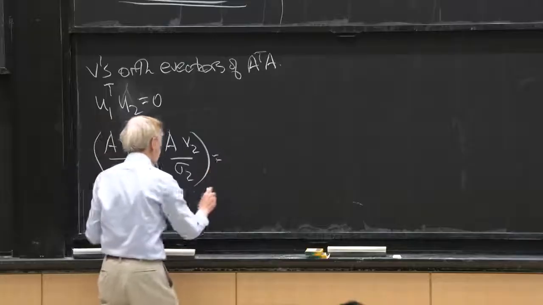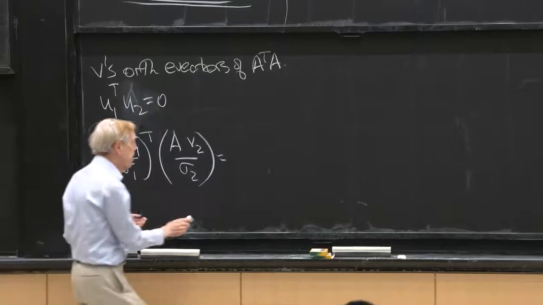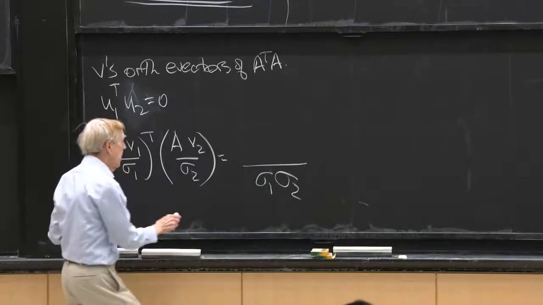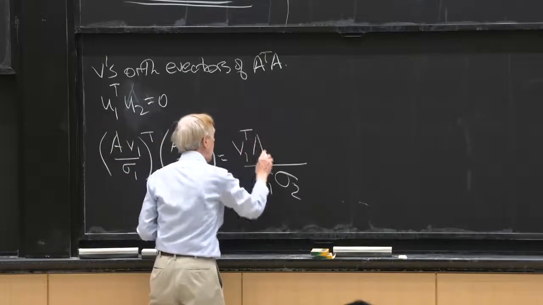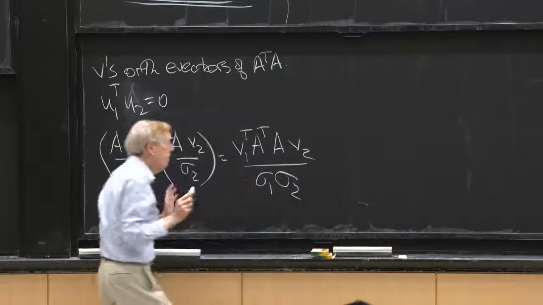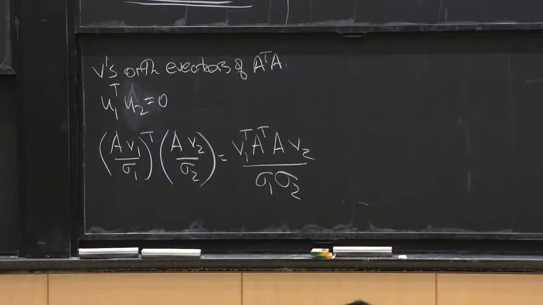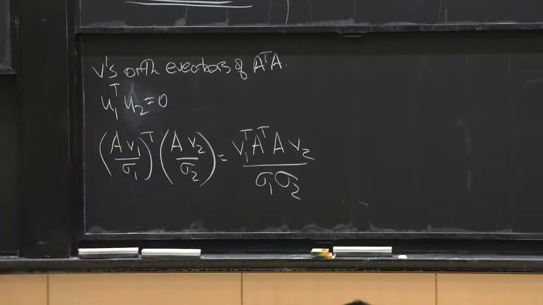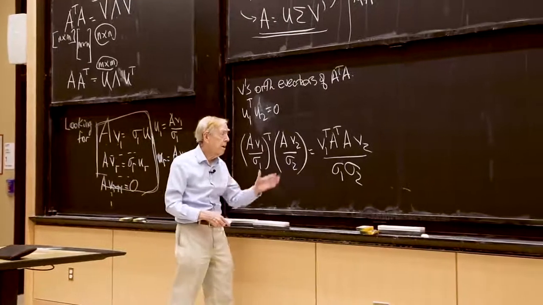So what do I get? We just have to do it. So I can see that the denominator is that. So is it V1 transpose A transpose, right, times A V2? And I'm hoping to get 0. Do I get 0 here? You hope so. V1 is orthogonal to V2, but I've got A transpose A stuck in the middle there. So what happens here? How do I look at that?